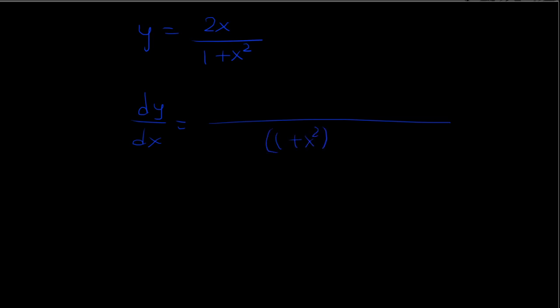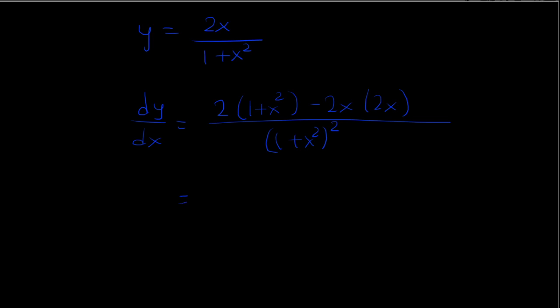All right, next we have y equals 2x over 1 plus x squared. Here I'm going to use the quotient rule. So the derivative of y equals. For the quotient rule, it's good practice to always start with the denominator squared. And now we're going to take the derivative of the top, which is 2, times the bottom, minus the derivative of the bottom times the top.